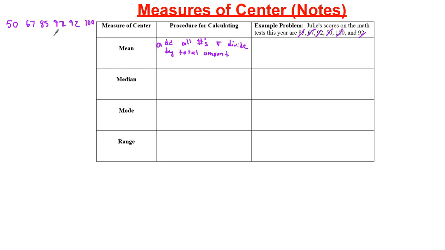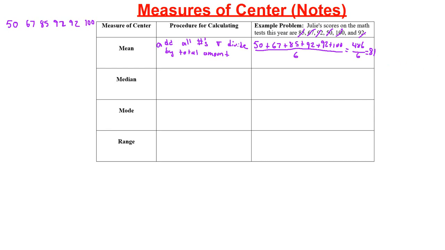In order to calculate the mean now, all I'm going to do is add everything up and divide by the total amount. In this case, there's 1, 2, 3, 4, 5, 6 numbers, so I'm going to divide by 6 at the end. Here's how I usually do this: 50 plus 67 plus 85 plus 92 plus another 92 plus 100, all divided by 6. When you add all of this up, you get a total of 486, and we're going to divide by 6. So my final answer is going to be 81. The mean is 81. The average is 81.